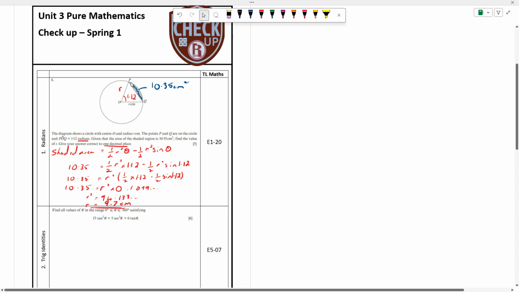So I thought about how I found the area, and I just plugged in my numbers from there. But you need to get this initial step of thinking, how did I find that shaded area in the first place?